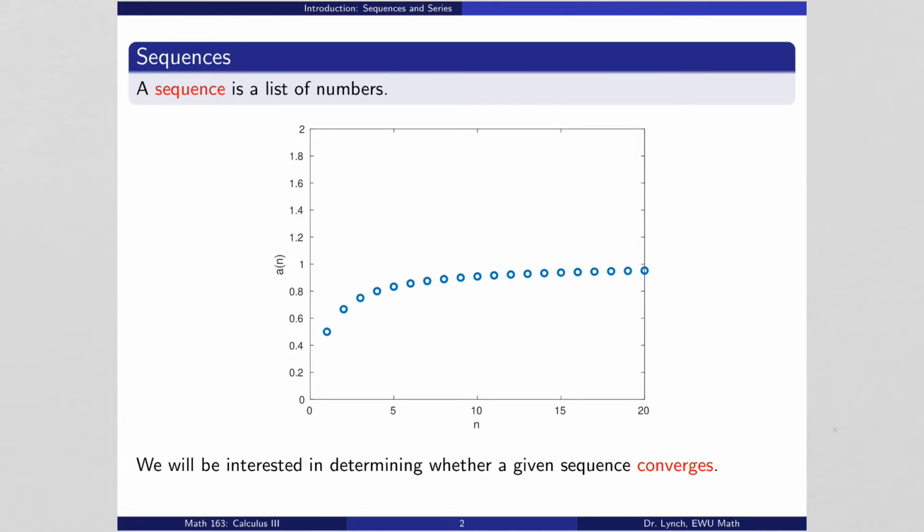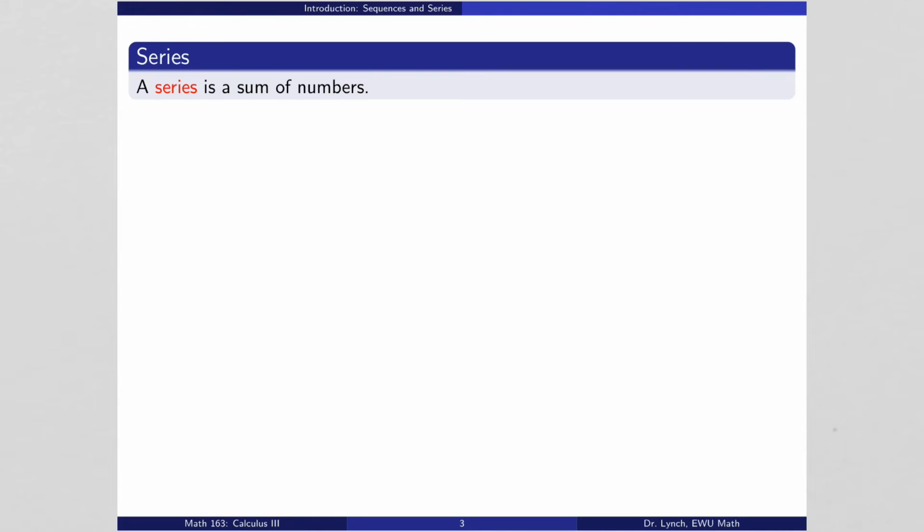Now, the second thing we'll be talking about in this section, which is similar but a little bit different from a sequence, is a series. So a series is a sum of numbers. To motivate a series, which, similar to a sequence, is an infinitely large sum of numbers that is defined on positive integers, I'll go ahead and give the following geometric example.